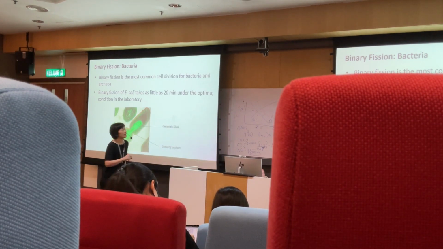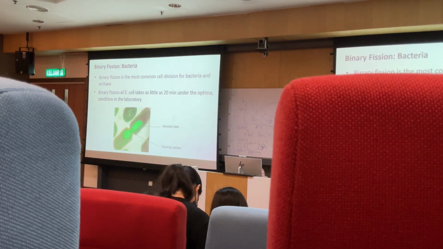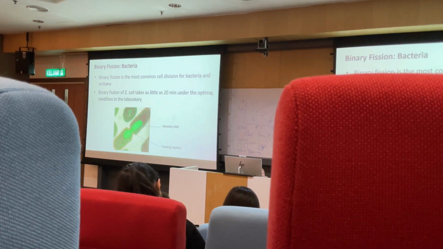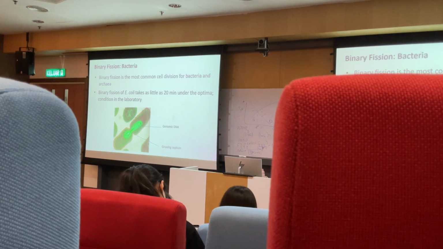Alright. So, as you know, the bacteria and archaebacteria do binary fission, and one cell division takes 20 minutes, under laboratory conditions. So it's very fast. If you have 1 hour, it's almost 3 generations of the bacteria. That is because they have a very short generation time.